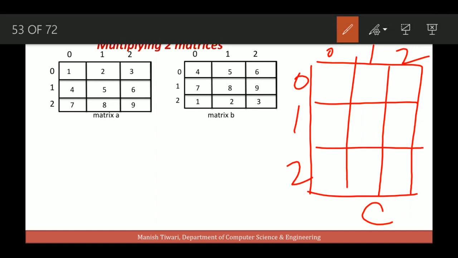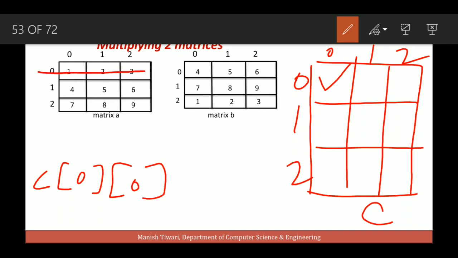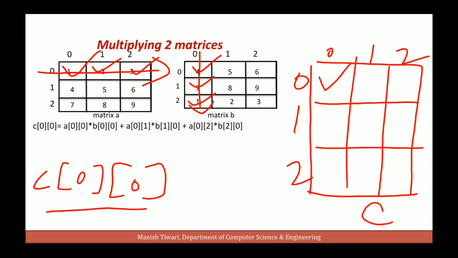And now suppose I want to calculate the value of this element, this is C00. So to calculate this value, the elements of row 0 from matrix A will be multiplied by the elements of column 0 from matrix B. So this element will be multiplied by this one, and this will be multiplied by this one, this will be multiplied by this one, and then we will add all these to get the value of C00. So this will be the formula.